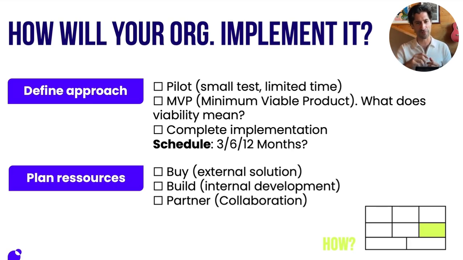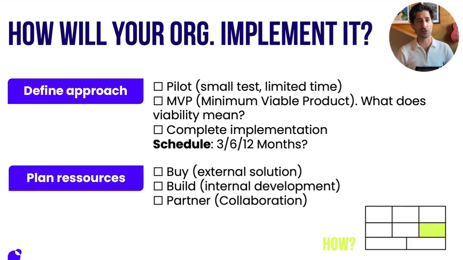So the difference between the first and the second, the pilot really is something that you do with a limited scope, and the MVP would be something that you do with minimal or limited functionality. So two slightly different things. To contrast that, complete implementation is something that you build out completely and you roll it out.